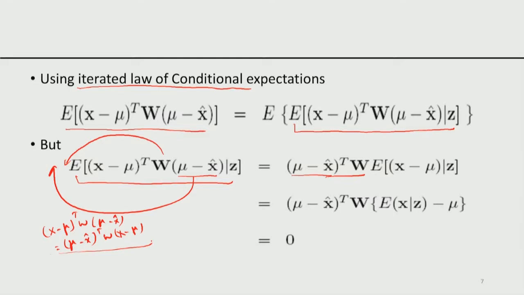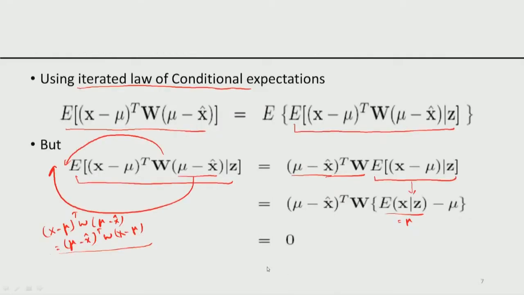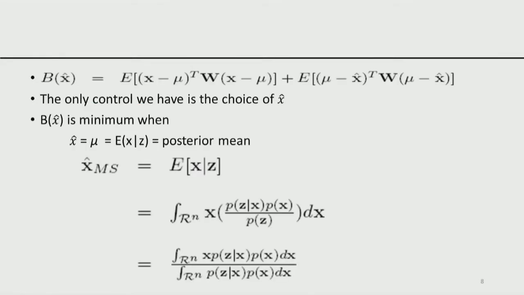Now expectation is a linear operator. Expectation of a sum is a sum of the expectations. Given z, mu is already known, therefore this expectation now can be written as expectation of x given z minus mu. But from the definition, this is mu itself, therefore mu minus mu is 0. Therefore the cross term, if you go back to the previous one, this is the cross term. Cross term is 0. If this cross term is 0, now I can further simplify.